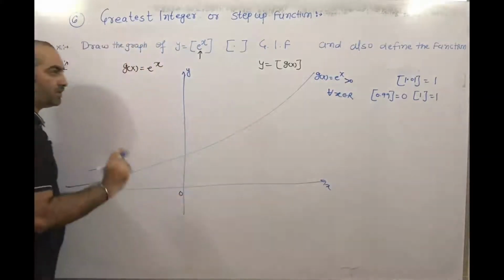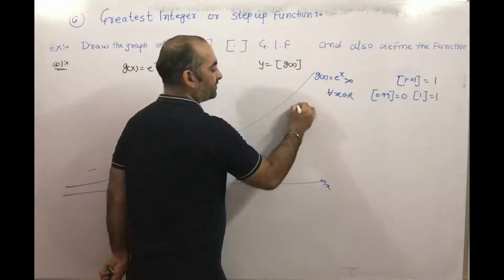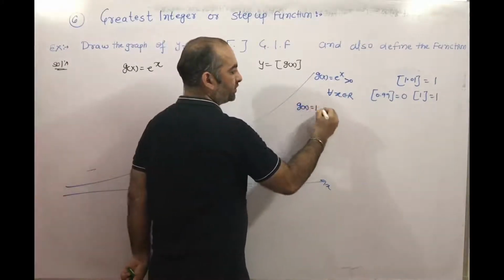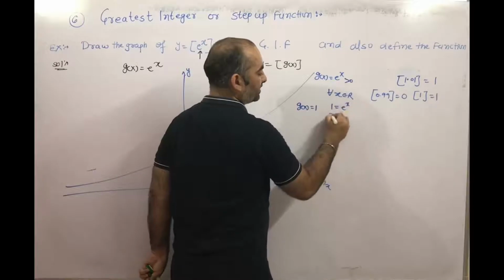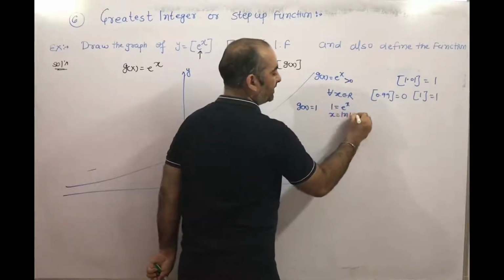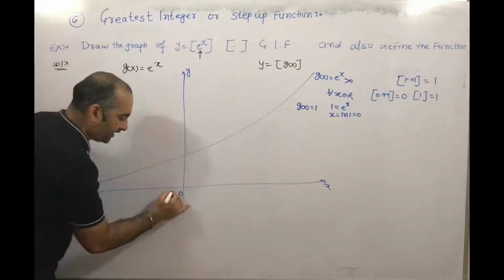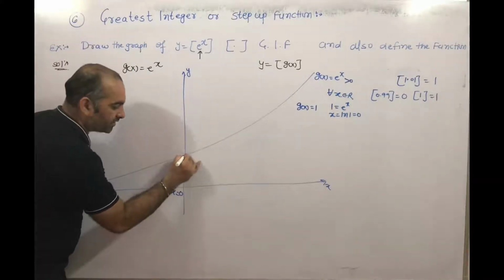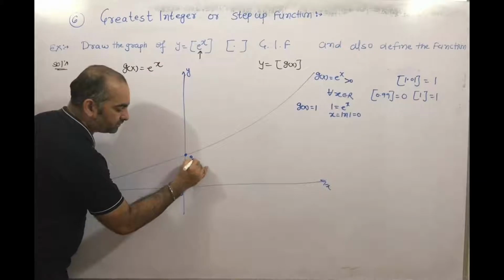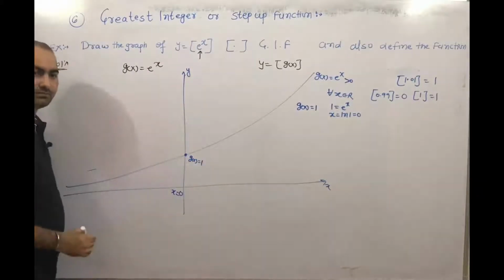So the first integer is 1. So g(x) equal to 1, so 1 equal to e power x. So what will the x value be? ln 1. ln 1 is 0. Okay, so g(x) is 1 when x is 0. So x equal to 0 is here, and this is where g(x) equal to 1.